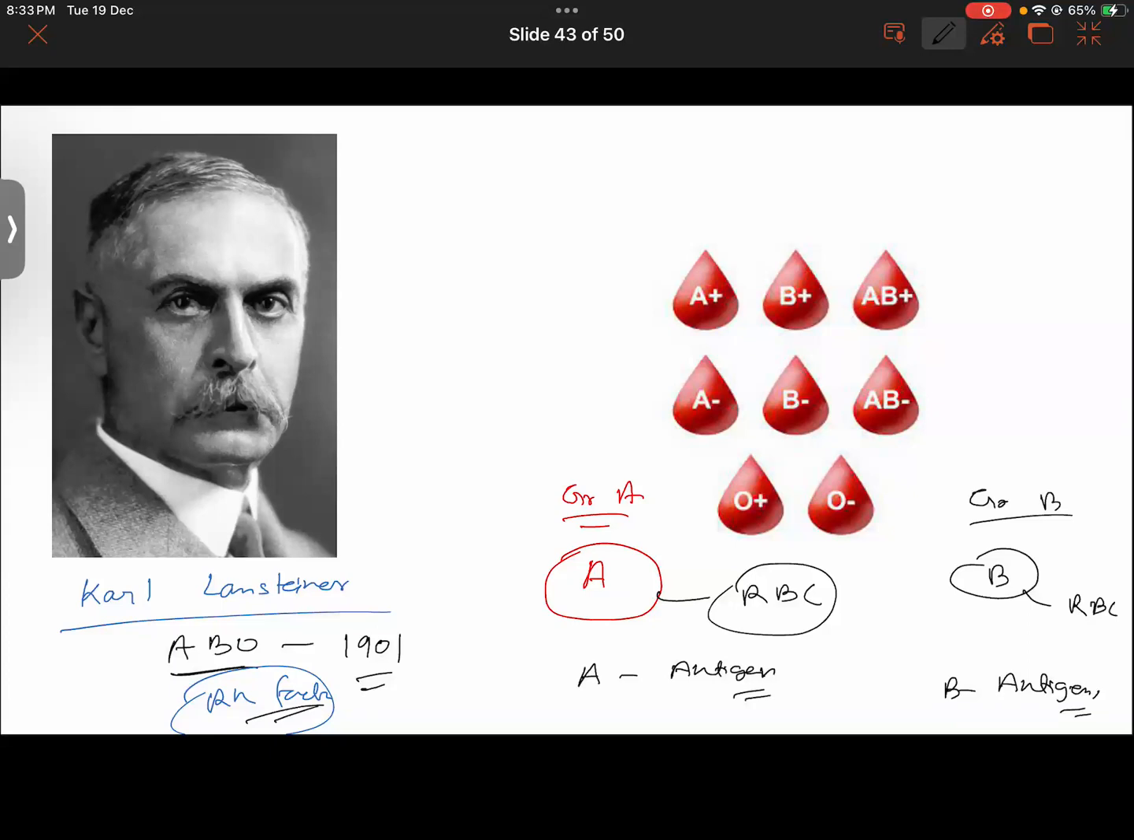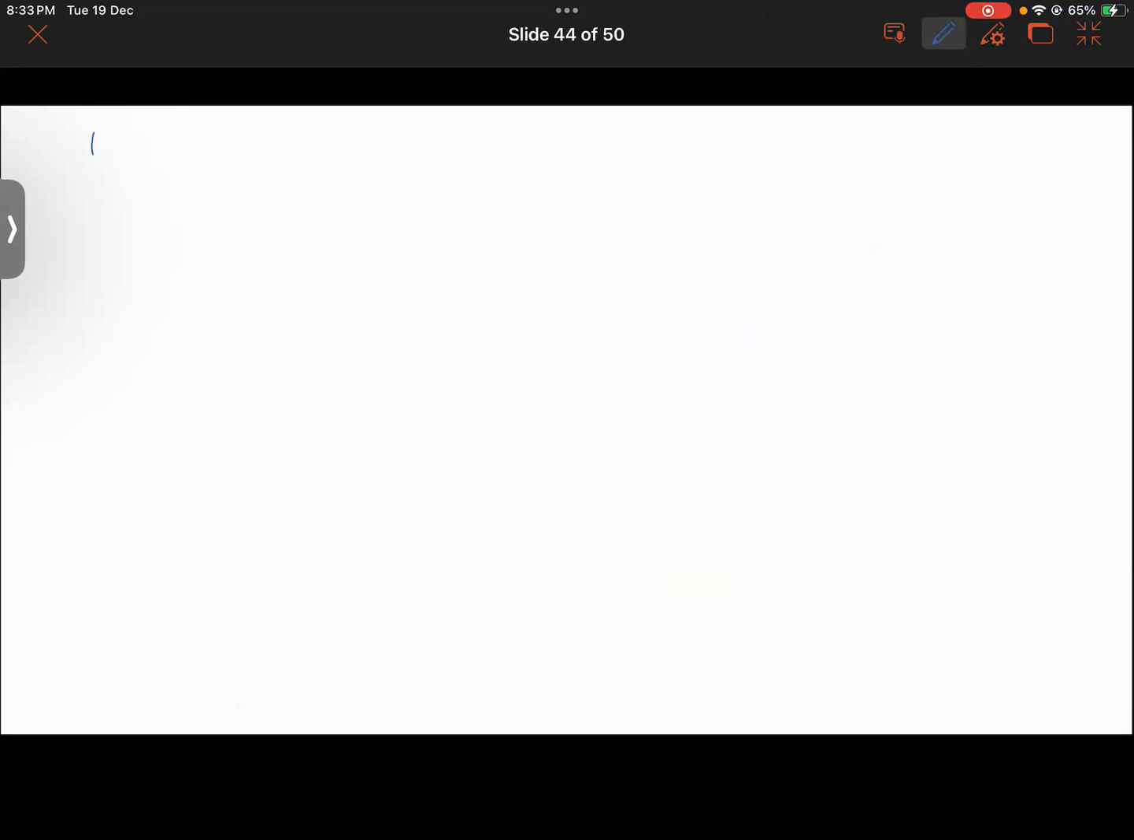Okay, so let's continue from where we left. Karl Landsteiner, we did talk about him. He was the person who basically gave the four main blood groups. In the year 1901, he talked about the ABO group. Now we basically have four main blood groups, namely A, B, AB, and O.